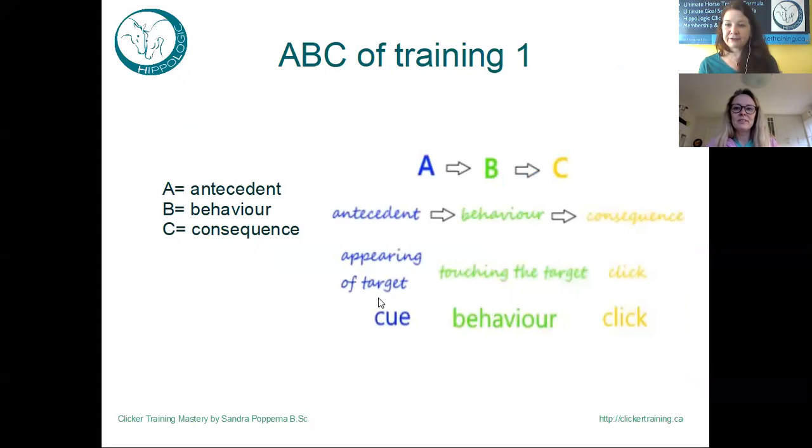So, the ABC of training, which I talked about in week 2. A means antecedent, B is behavior, and C is the consequence. So if you train, A leads to B leads to C. For instance, the appearing of the target in the beginning leads to touching the target, that's the behavior, and that leads to a consequence. Then the next stage is that you want your cue to be the antecedent, and then it becomes cue, behavior, click.